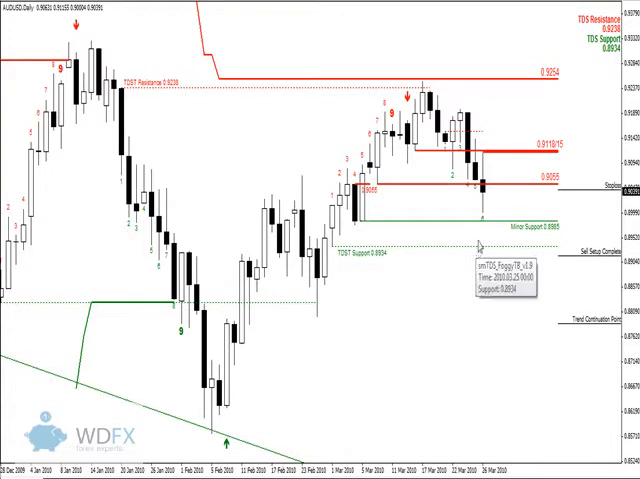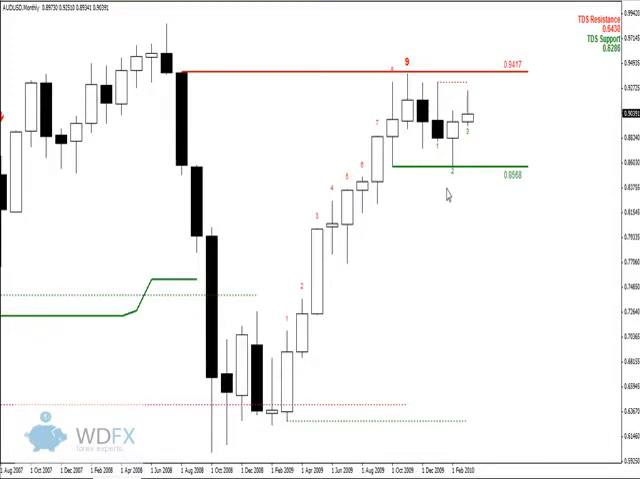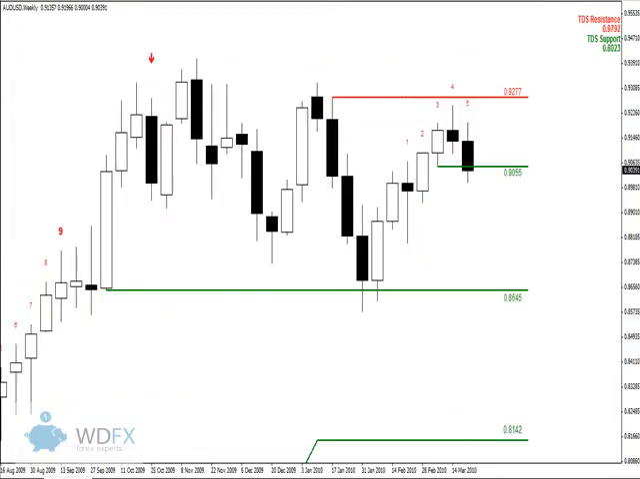We still do have this TDST support on the daily to get through at 89.34, which is a big level, but certainly on the weekly chart there's nothing really there to stop us to the 86.45 level. And on the monthly chart, if we can get below this 85 level, then we should see quite a deep retracement. We're also still waiting for this thrust bar to appear on the monthly, which would then bring about a deep correction.